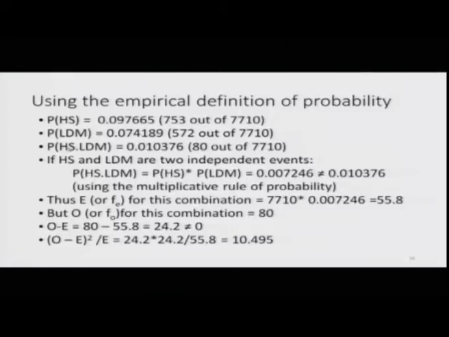Now, if the two attributes are independent, if education and migration status are independent, then the probability of belonging to two categories, high school and long distance migrants, will be the multiplication of these two probabilities. This will be 0.010376.